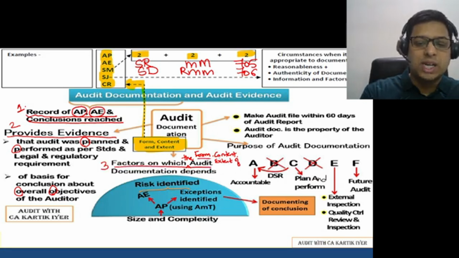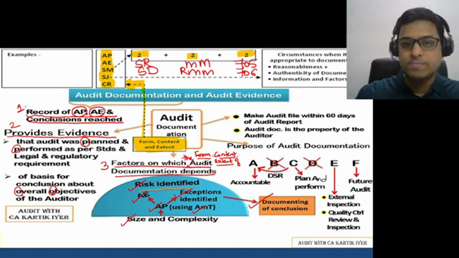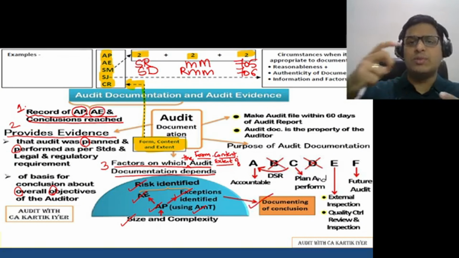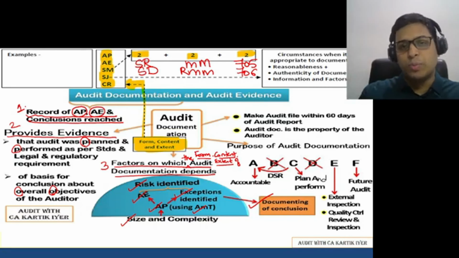Your answer number 3 is in relation to the factors on which the audit documentation depends. The form, content, and extent of audit documentation depends on what factors? Very simple. We had done this in the class. Size and complexity of the entity, audit procedures performed using the audit methodologies and tools used, audit evidence obtained, exceptions identified, risk identified, and finally documentation of the conclusion. Now in the class I had given you the explanation regarding each of those points, but as this is a revision video, I'm just going to tell you the points that are there.